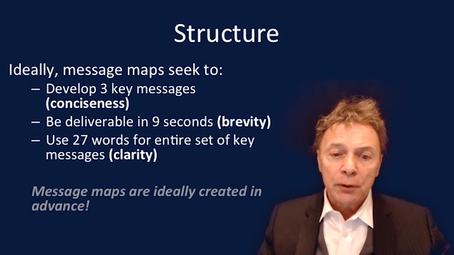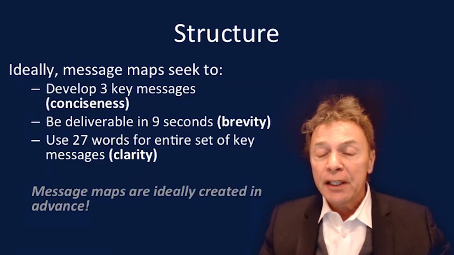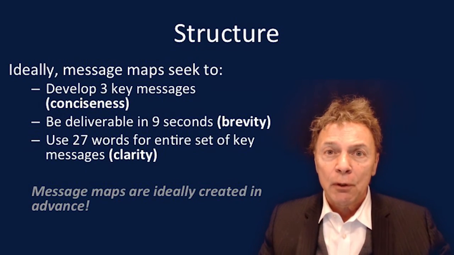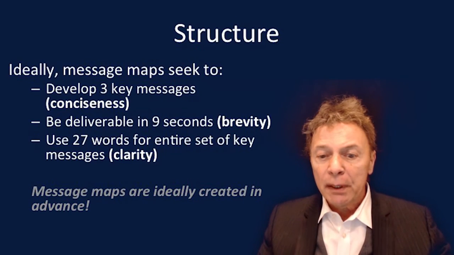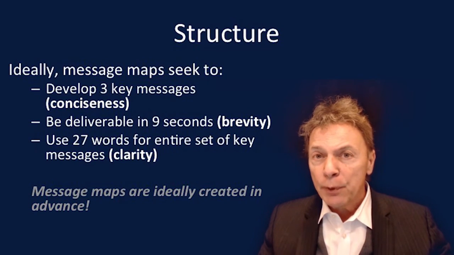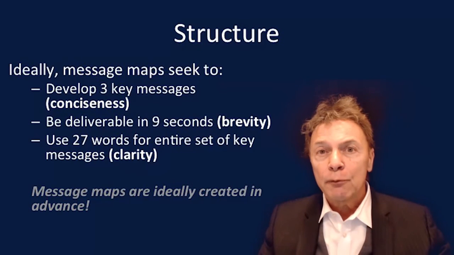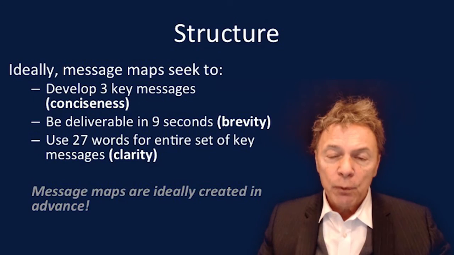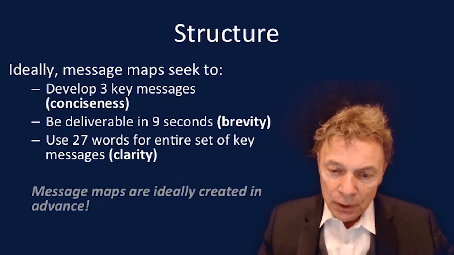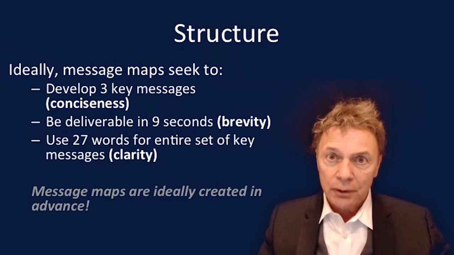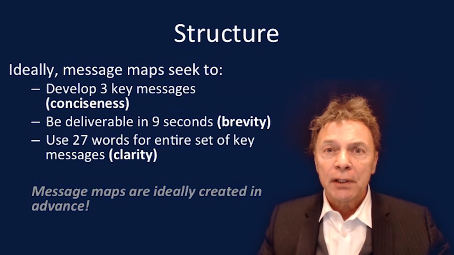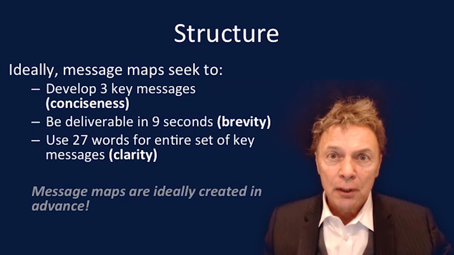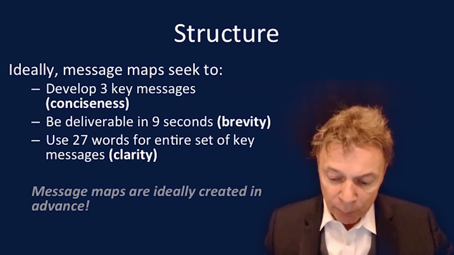The ideal structure of a message map starts off with 3 key messages. This allows us to achieve the goal of conciseness. We want to be able to deliver those 3 key messages in a very brief amount of time. Typically, we're looking for an average of no more than 9 seconds. And we want to use three messages delivered in 9 seconds in 27 words for the entire set of messages, as opposed to simply one message. Ideally, these 27 9-3 messages would be created in advance for whatever question or concern we anticipate will be asked.